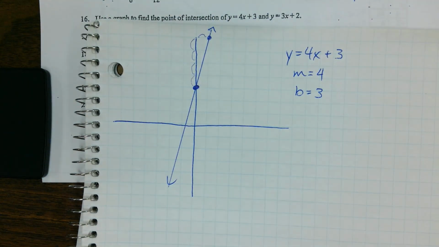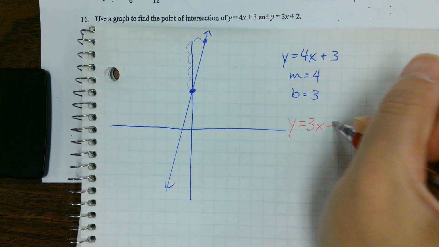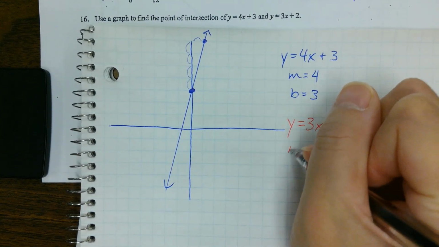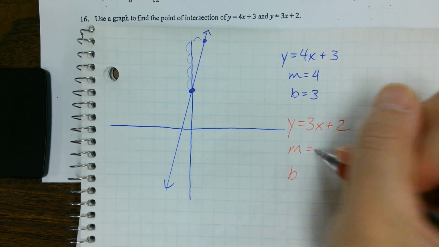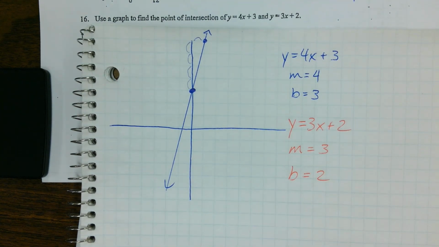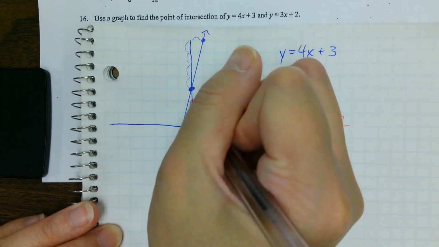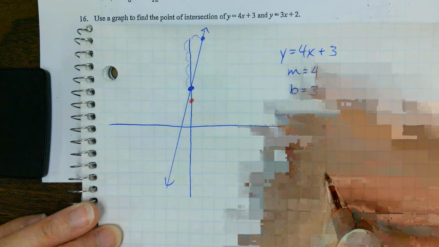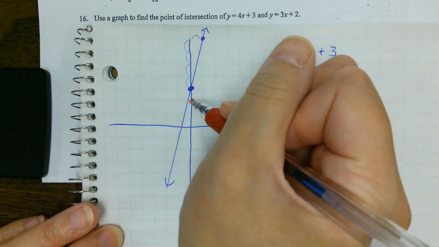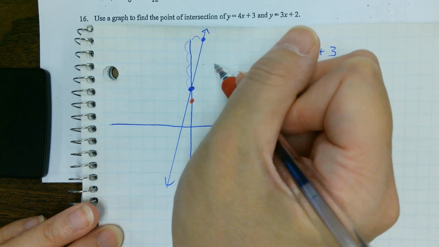And then the second line was y equals 3x plus 2. So Michaela, what's my m? 3. Yes, good job. And 2. Okay, so y-intercept is 2. I plot this one point. From my y-intercept, I'm going to go up 3. 1, 2, 3, and then over 2. 1, 2.